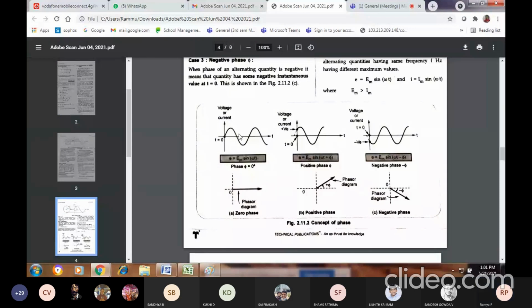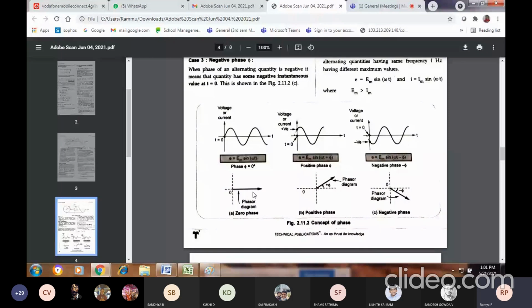If I want to write this waveform in the phasor representation, what is my phase angle? My phase angle is 0, no? So my arrow mark will be indicated like this. The line with the outward arrow mark is the representation of a phase angle.